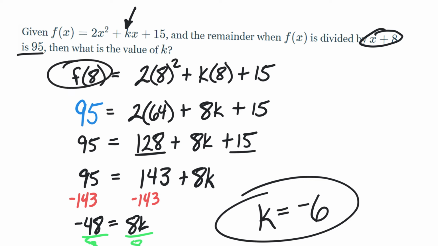The left side can seem a little funny because we substituted in an 8 and then we replaced it immediately. But they told us to. That's what that means. Remember, the remainder is whatever the function equals. So we know that it equals 95 in this case.